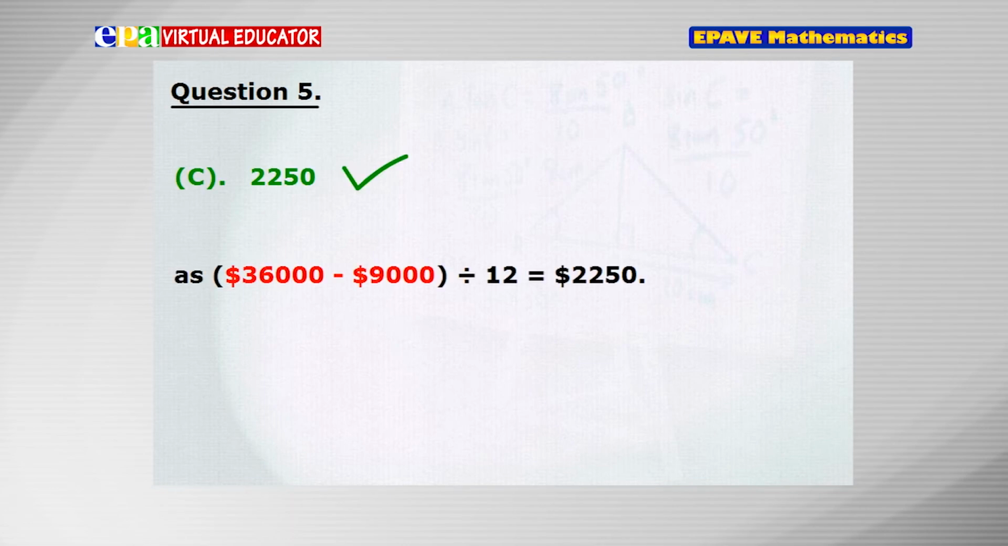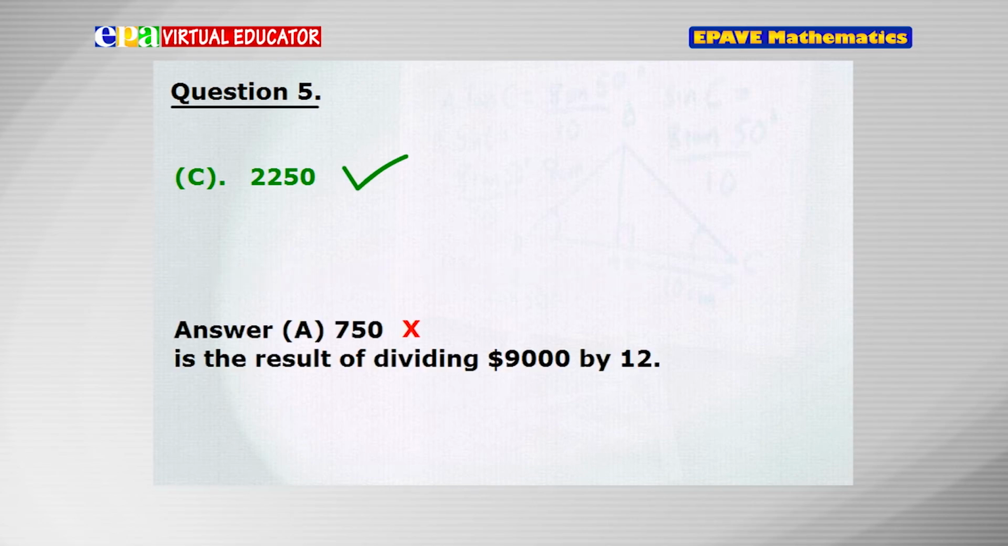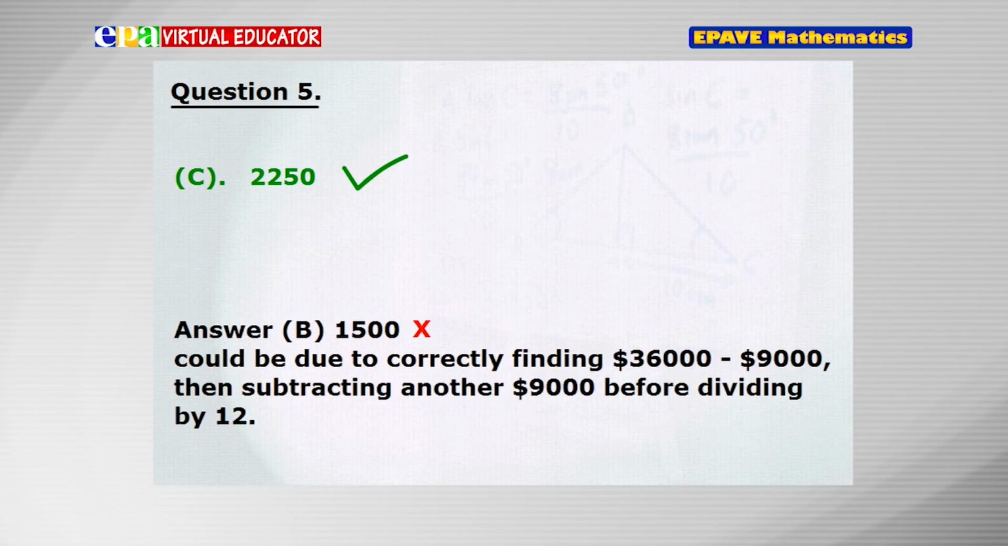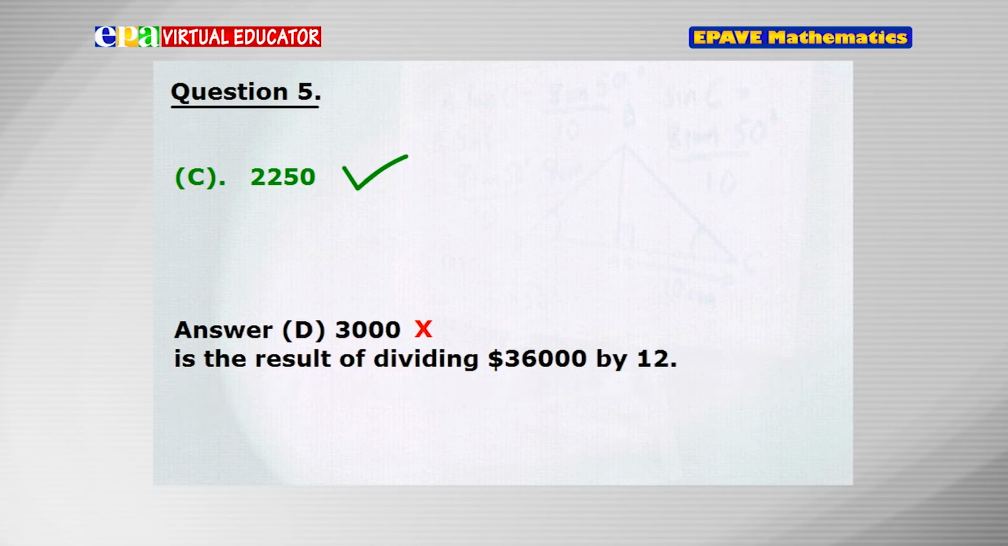The correct response to question 5 is C, as $36,000 minus $9,000 all divided by 12 is equal to $2,250. Answer A is the result of dividing $9,000 by 12. Answer B could be due to correctly finding $36,000 minus $9,000, then subtracting another $9,000 before dividing by 12. Answer D is the result of dividing $36,000 by 12.